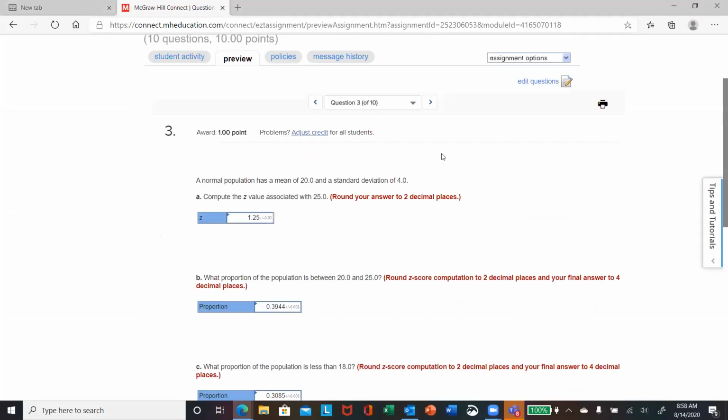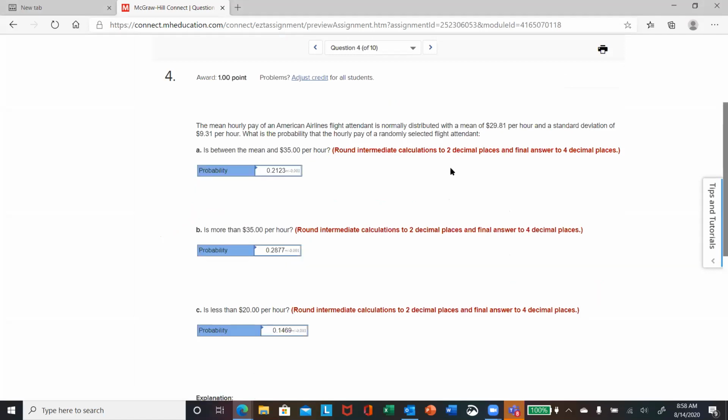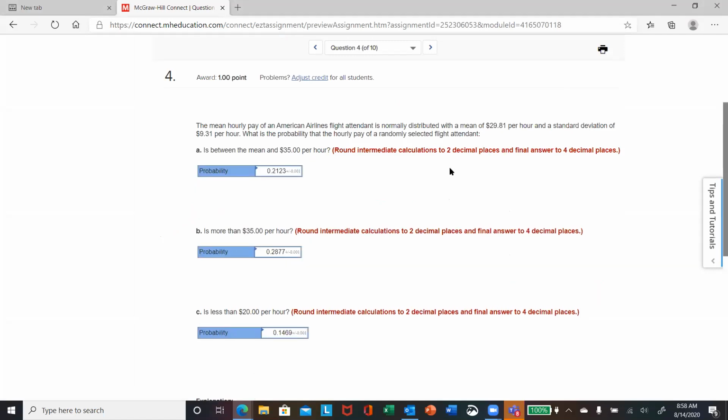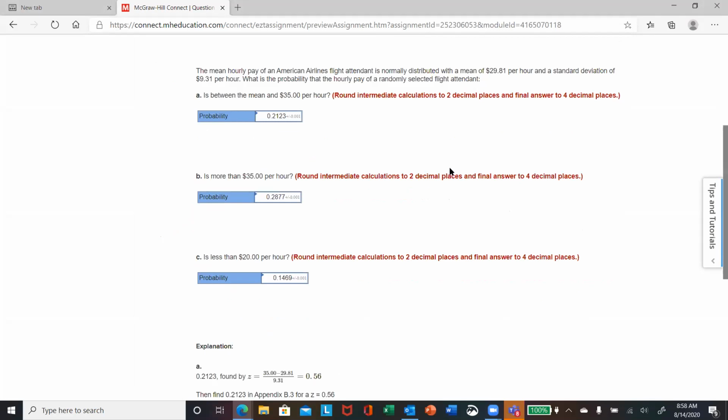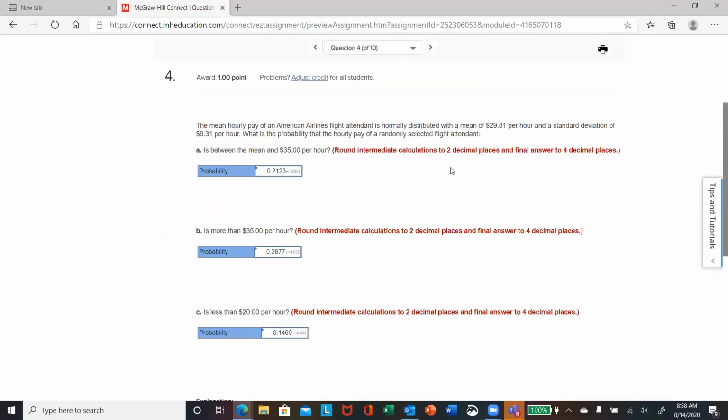All righty, so that is problem 3. Let's check out problem 4. Now we're just going to be practicing the rest of these. Along the way, we're just going to be practicing calculating z-values and looking up areas.